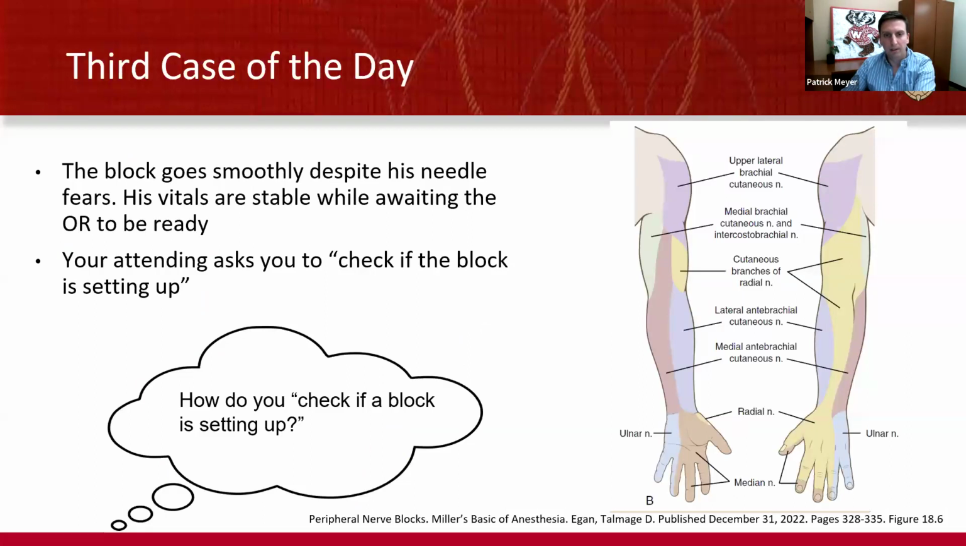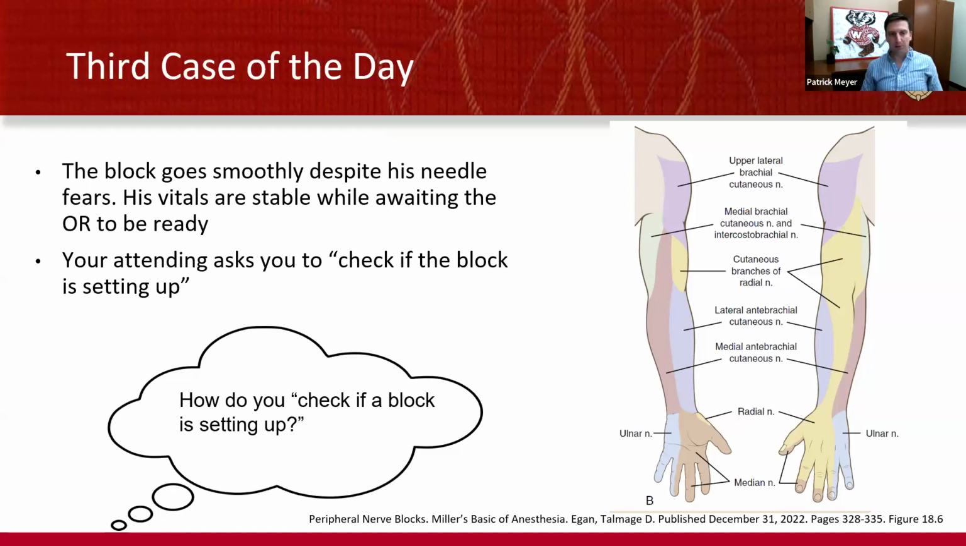Then your attending comes and says, can you check if the block is setting up? And you're like, what does that mean? So what does check if the block's setting up mean? How would you do that? What are you checking? What do you guys think? So it looks like Mohammed here says pinprick.